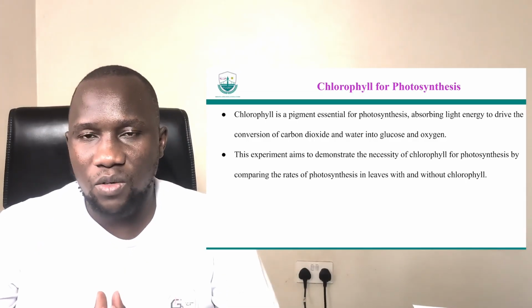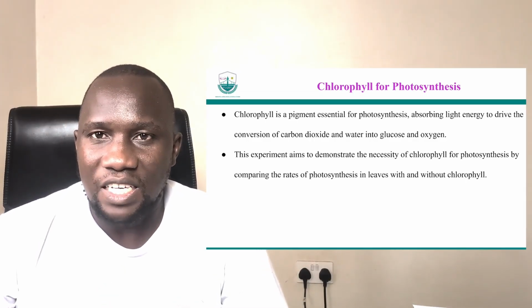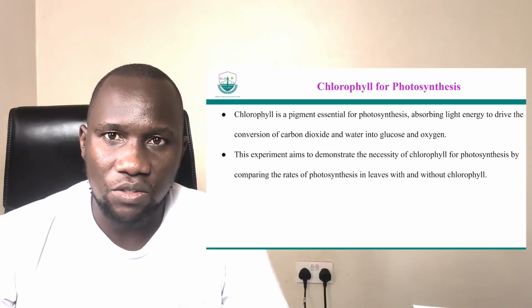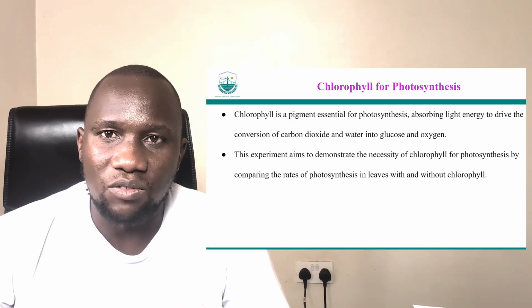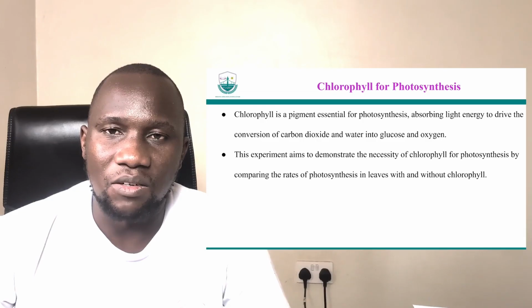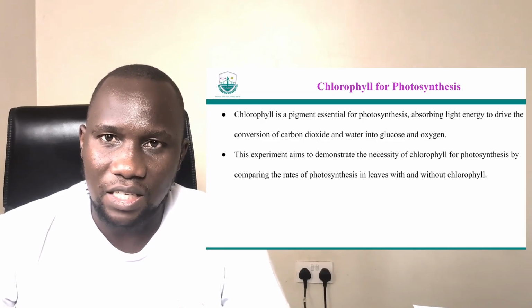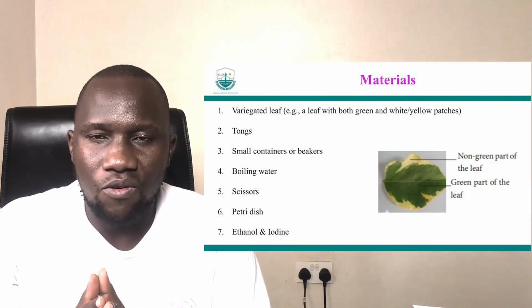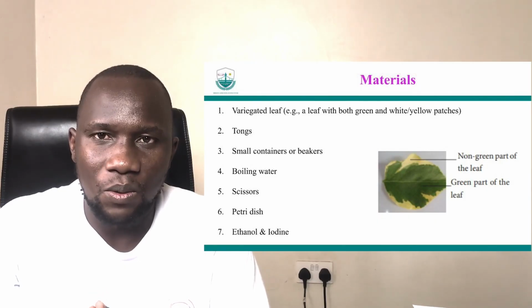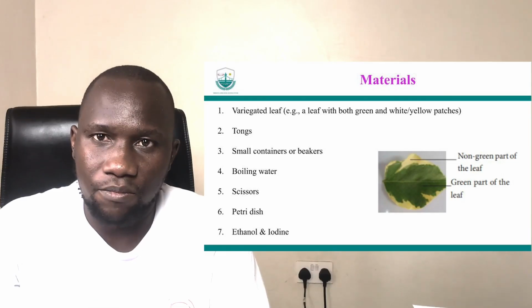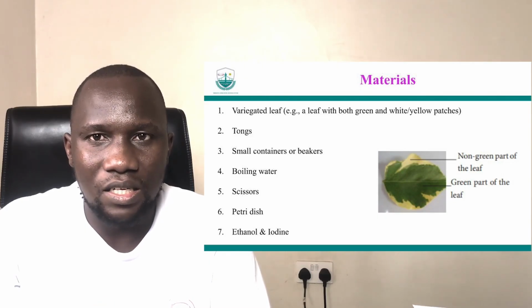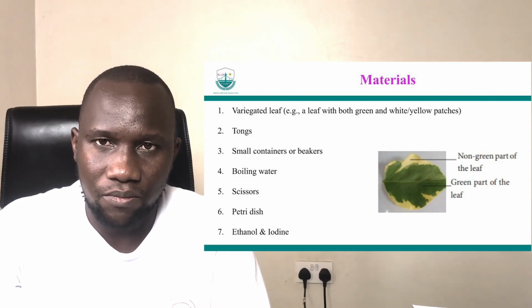In this experiment, we want to determine whether where you have chlorophyll, you will have starch, and that will indicate that there is photosynthetic activity taking place in green parts of the plant. In this case, we are looking at the leaves. For this experiment, you basically need the things that we use for testing for the presence of starch in a leaf. The process is similar. The only unique thing is that you get a variegated leaf.